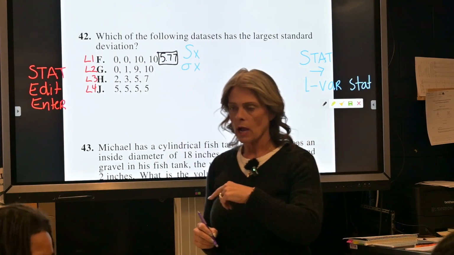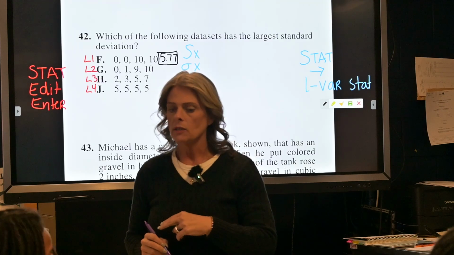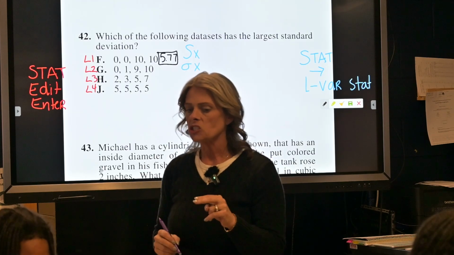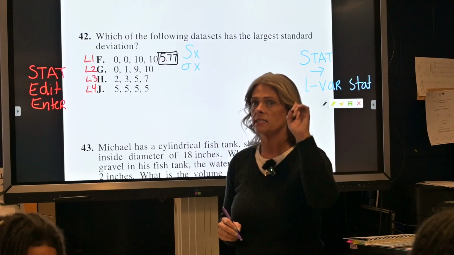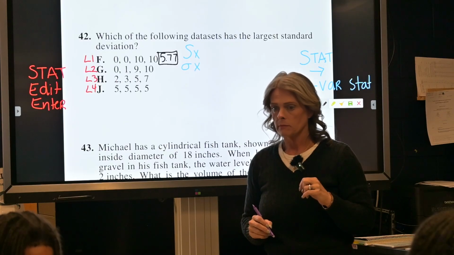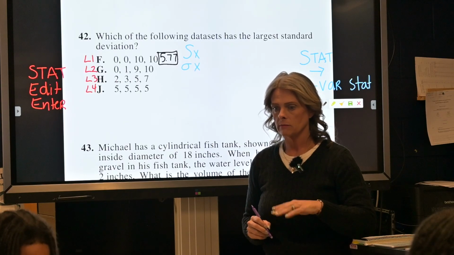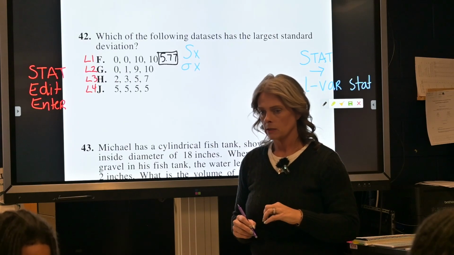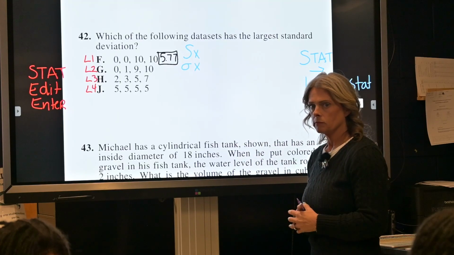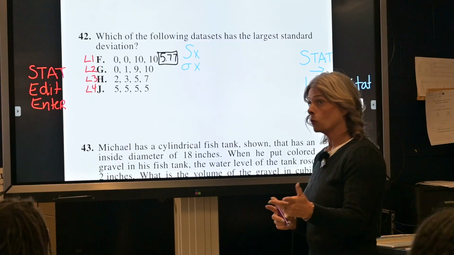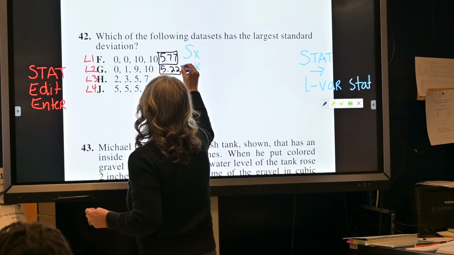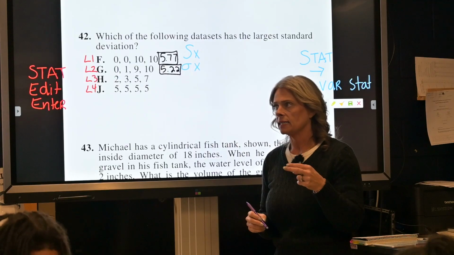You're gonna go over to the right one time. You just need 1 variable statistics, so don't move that arrow, hit enter. Now we need to change this to list 2, so hit second and the number 2. Then arrow down to calculate, enter. What is that standard deviation? 5.22, right? So 5.22.